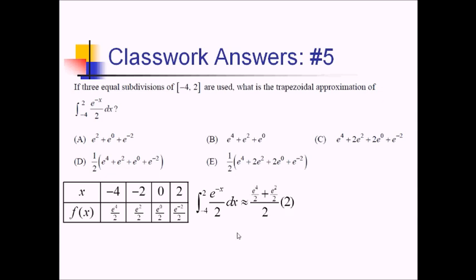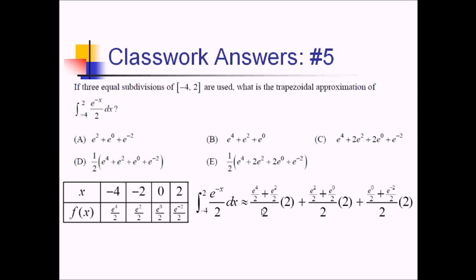So there's a lot of 2's involved here. And again, we're approximating. This is not the exact value of the integral. Next, we've got e squared over 2 plus e to the 0 over 2, all of that over 2, times a base of 2. And then we've got e to the 0 over 2 plus e to the -2 over 2, all of that over 2, times a base of 2.